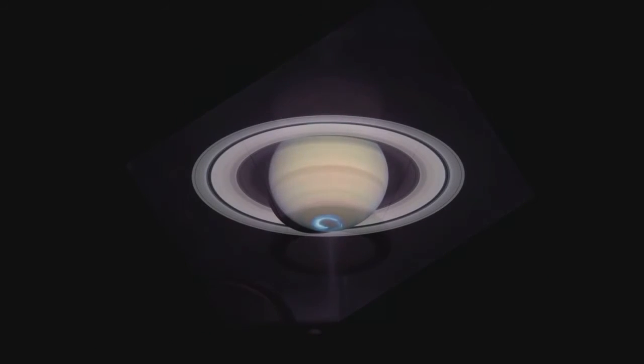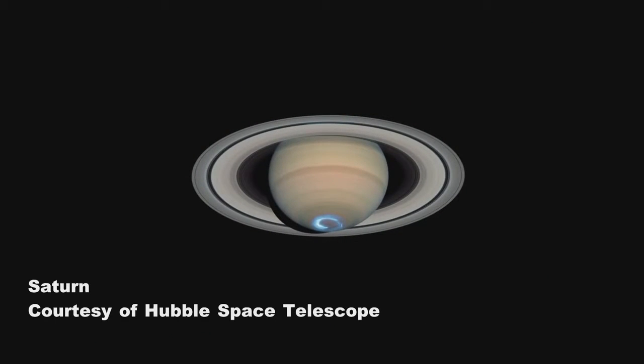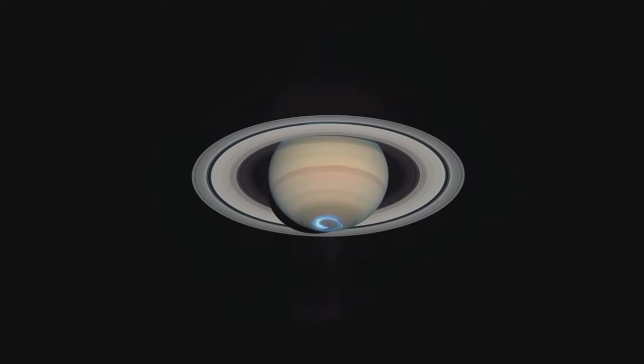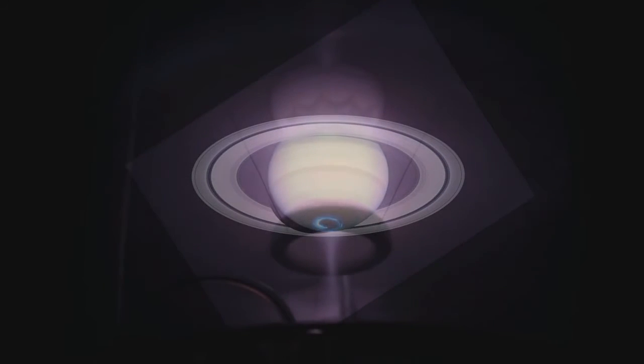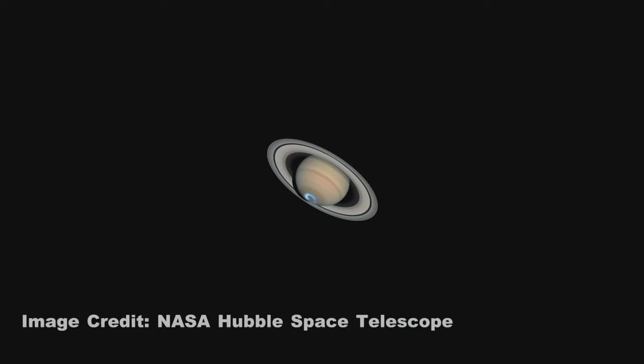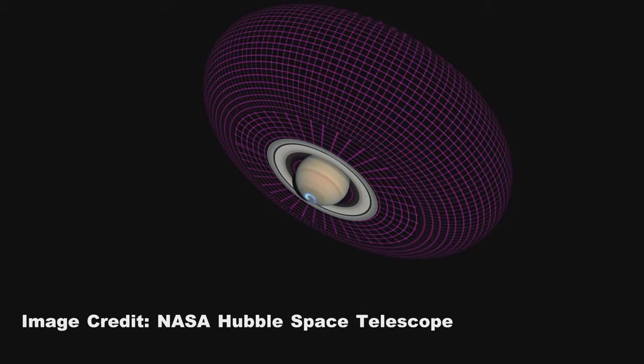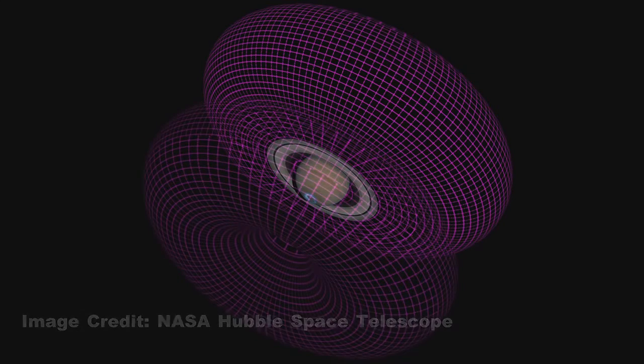Then we can see that the Primer Fields theories also clearly show the true reason behind the polar auroras on Saturn. Shown here is the basic magnetic field structure that exists around Saturn.